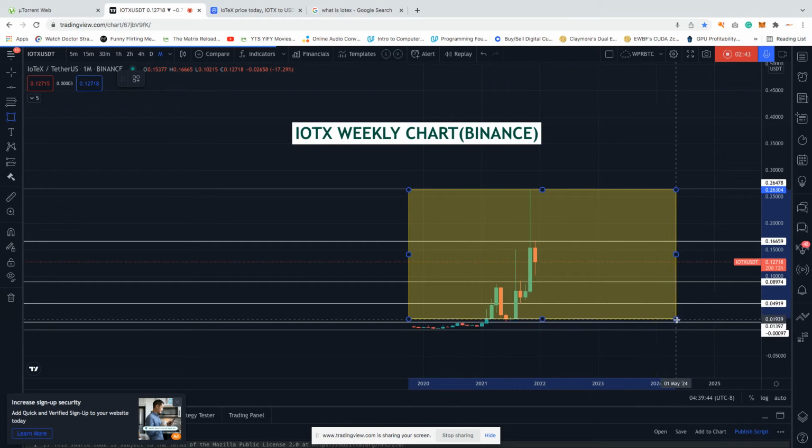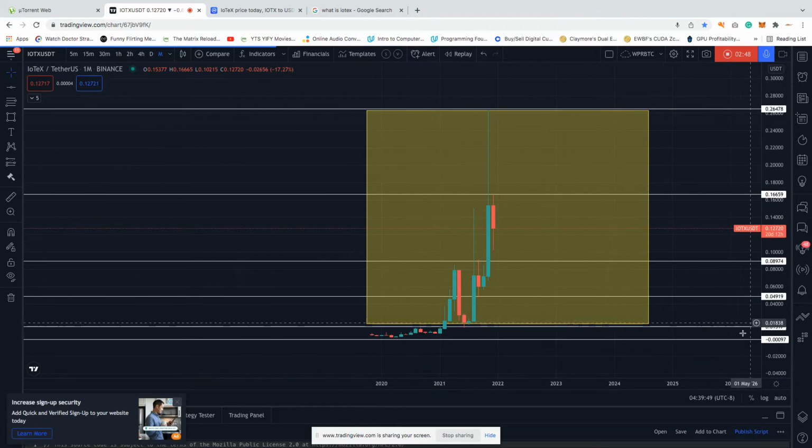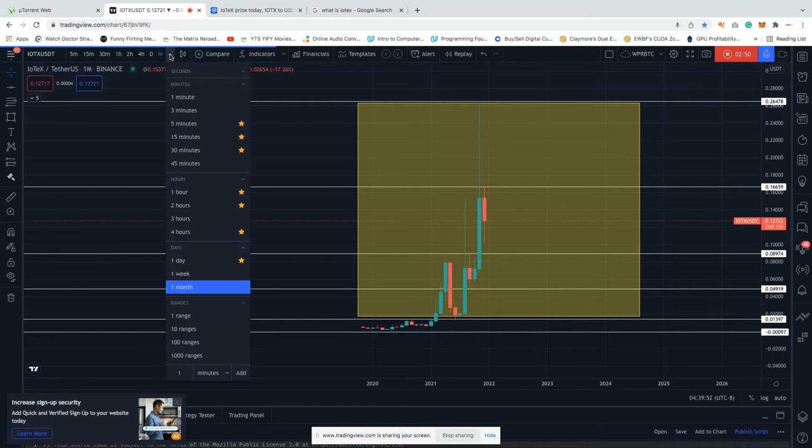The next thing I'm going to do is get my support and resistance box. This is my box according to Bitcoin Gorilla. You know my strategy, the box strategy.